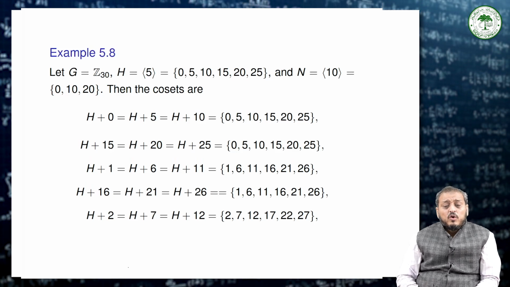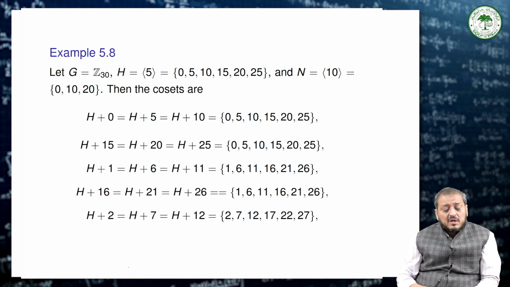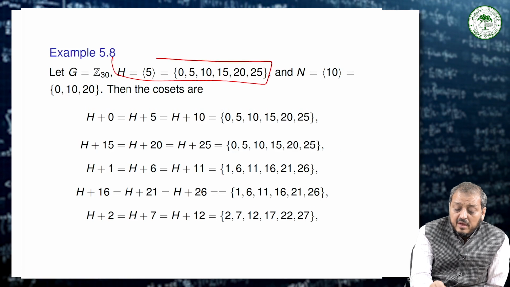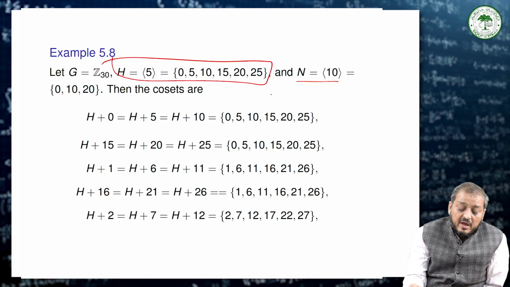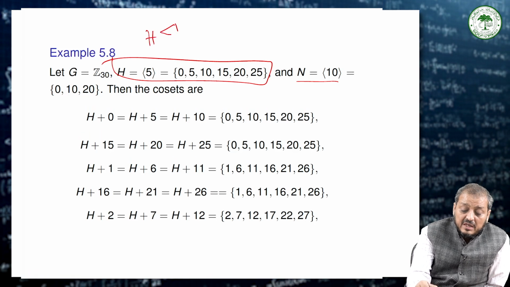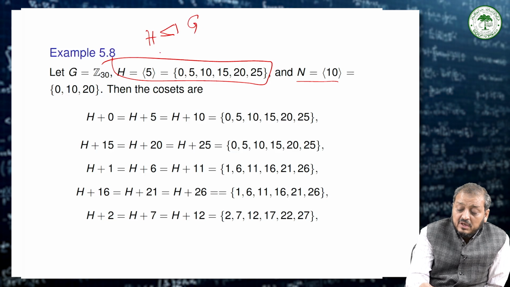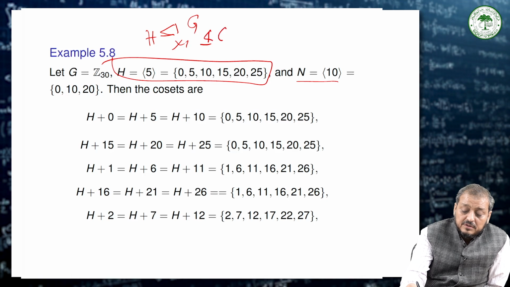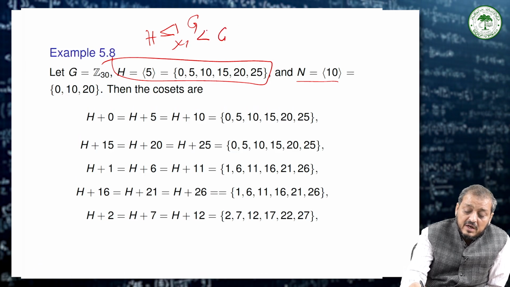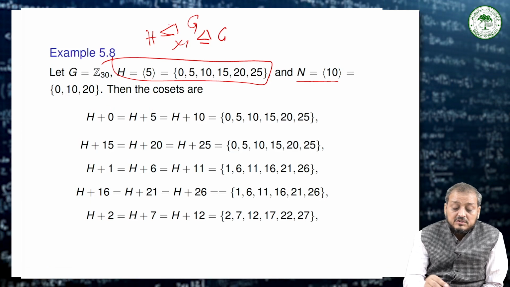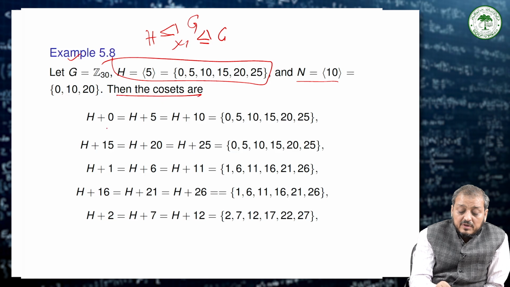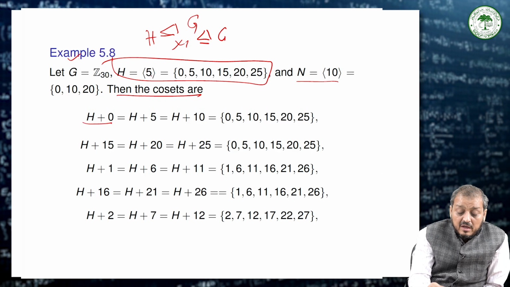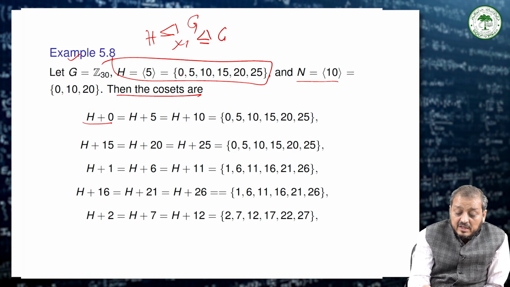We take the group G equal to Z30, and H the subgroup generated by 5, and N generated by 10, and then clearly you can verify yourself that H is a normal subgroup of G, and N is also a normal subgroup in G. So we take the cosets of H: H plus 0, and then H plus 5, 10, and so on.